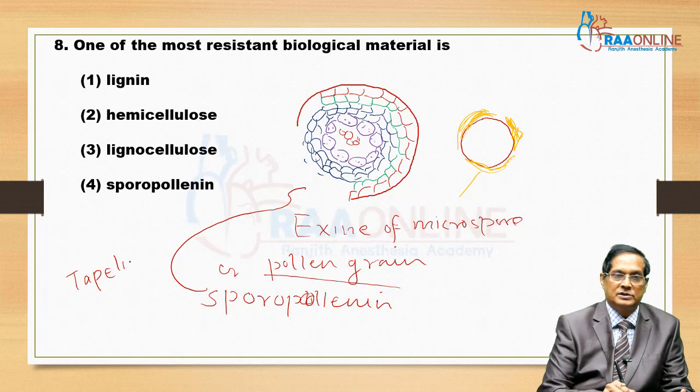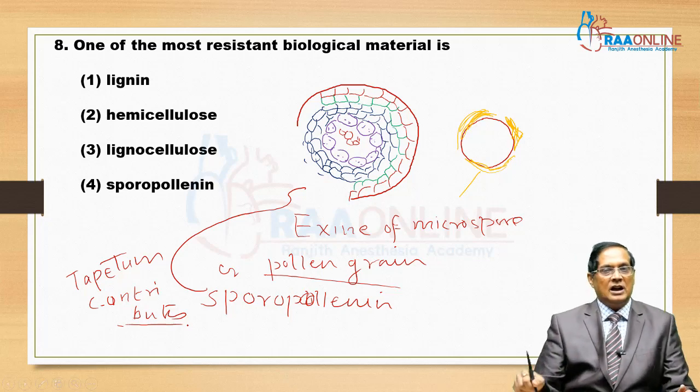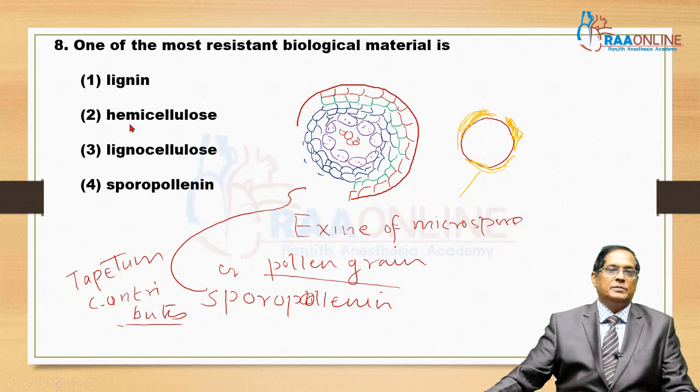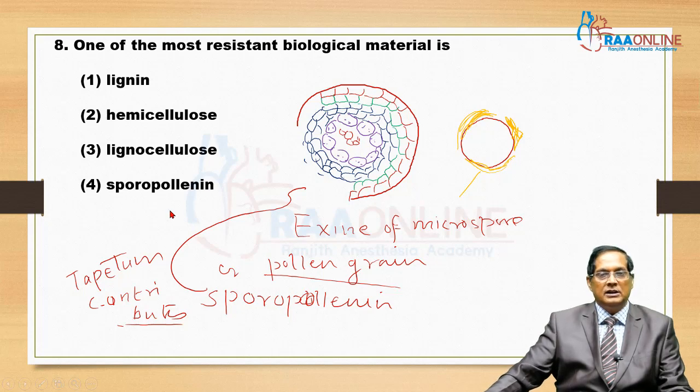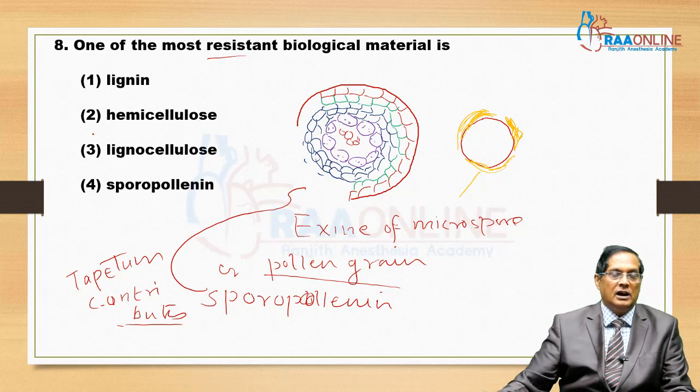Tapetum contributes sporopollenin, and it is highly resistant biological matter. It is kept under the wax or lipid category, fat-like and lipid-like, and highly resistant matter. That's why the answer is number 4.